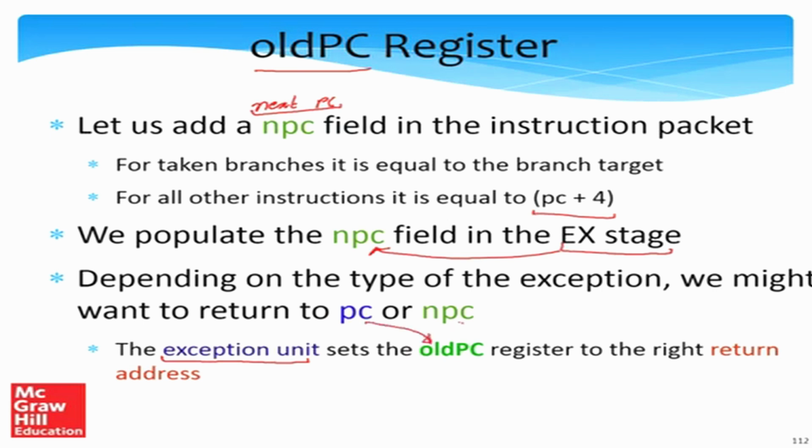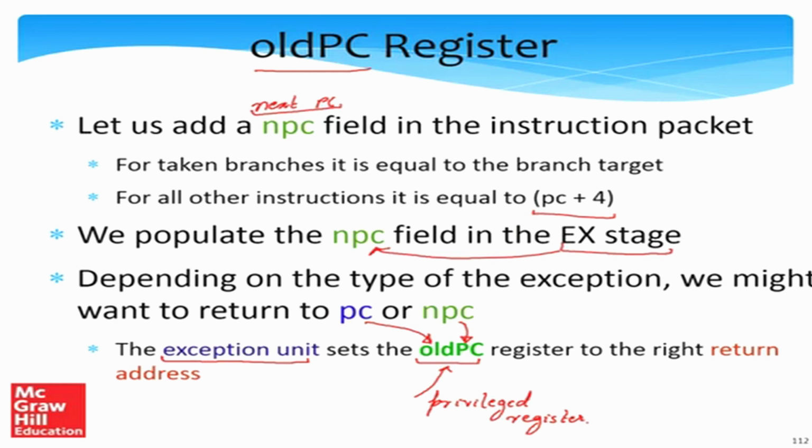Depending upon the type of the interrupt or exception, one of these values will be saved in the old PC register, right? This is an additional, extra register. It's also called a privileged register because normal programs cannot see it. The dedicated hardware called the exception unit will take the program counter or the next program counter, whichever may be the case depending upon the type of the interrupt or exception, and save it in a new register called old PC, which normal programs cannot access but interrupt handlers can.